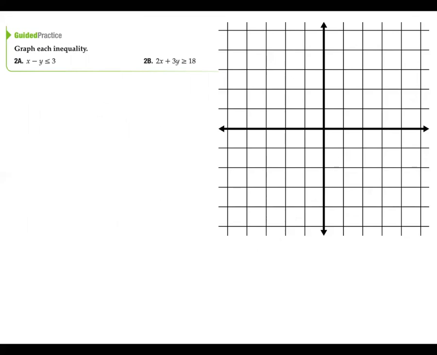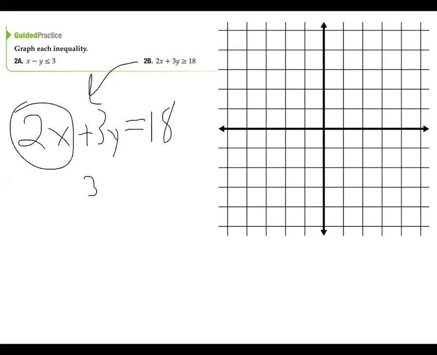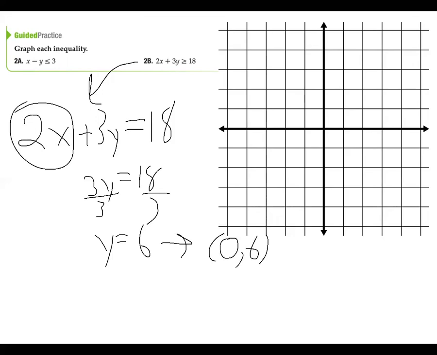Now, 2b, I'm going to break my rule of solving it for y and I'm going to graph using intercepts. 2x plus 3y equals 18. Now remember, for the intercepts you put 0 in for x or y and then solve for the other variable. So if I put 0 in for x, this part goes away and I would have 3y equals 18. Divide both sides by 3 and y equals 6. So the y-intercept is 0, 6.